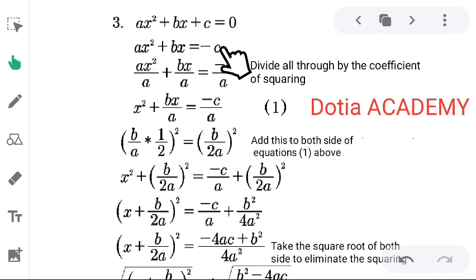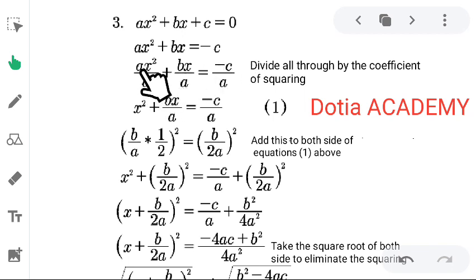You have c as minus c. Here you have ax squared plus bx plus c is equal to 0. Then you consider dividing all through by the coefficient of x squared, just as I have done in the earlier example. Divide all through by the coefficient of x squared.